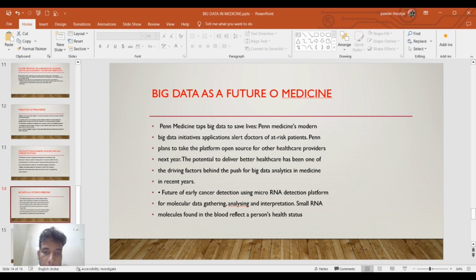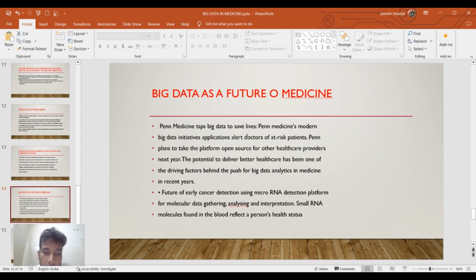Big data as the future of medicine. Pain medicine taps big data to save lives. Pain medicine's modern big data initiative application alerts doctors of at-risk patients, and plans to make the platform open source for other healthcare providers next year. The potential to deliver better healthcare has been one of the driving factors behind the push for big data analytics in medicine in recent years.